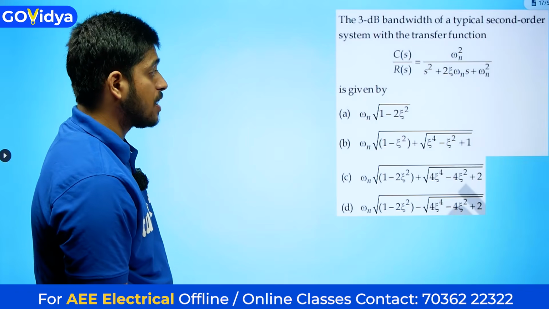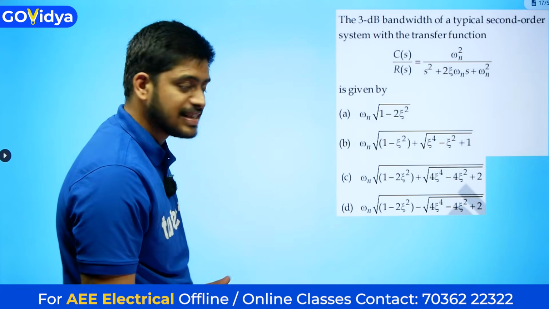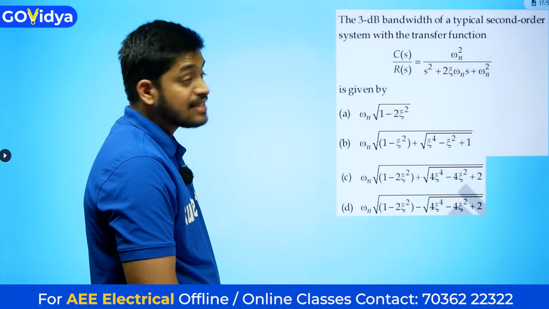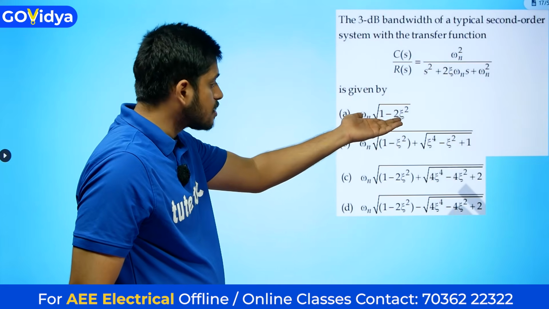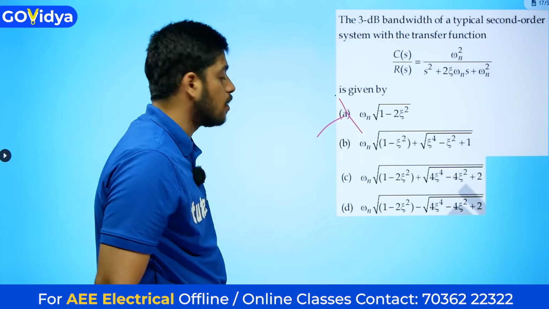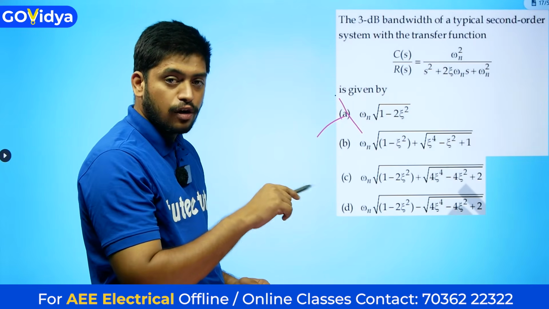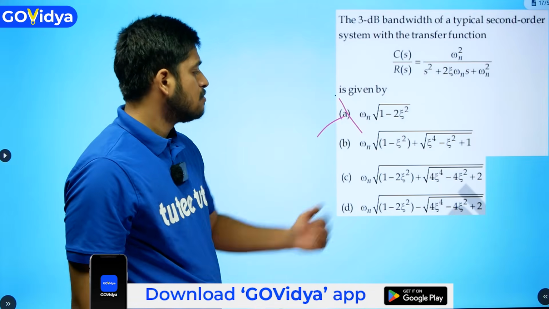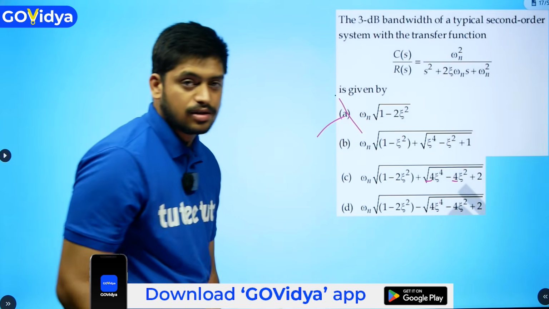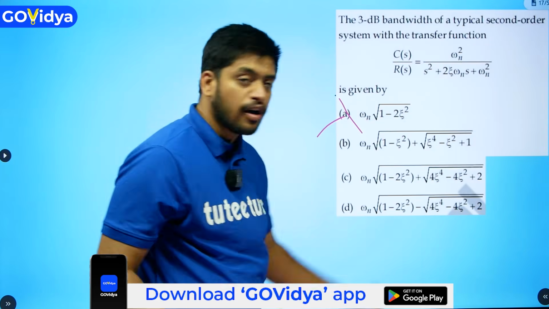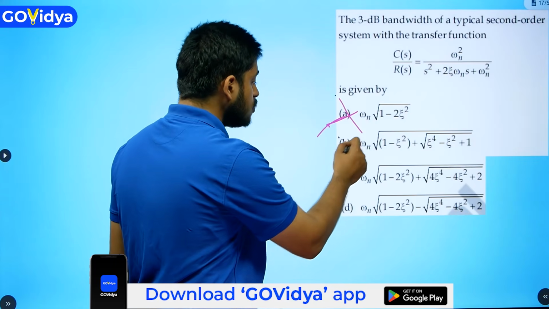The 3 dB bandwidth of a typical second order system with transfer function C of s by R of s is given. It is a standard representation of a transfer function. Then we need the 3 dB bandwidth. From the options we could see omega n by, this is a half-baked kind of option, so this wouldn't be the option at all. Next option, omega n into root of 1 minus zeta square plus root of zeta power 4 minus 2 zeta square plus 1. This could be the right option, but never forget 4. 4 is the variable in this direct formula based question, so at this particular point, this is not the right option.